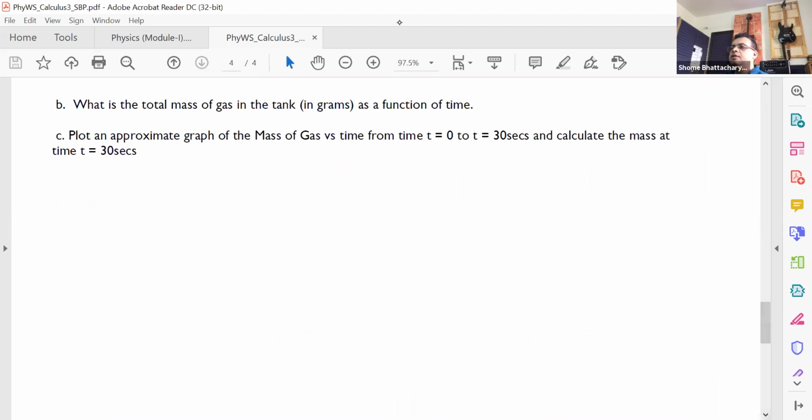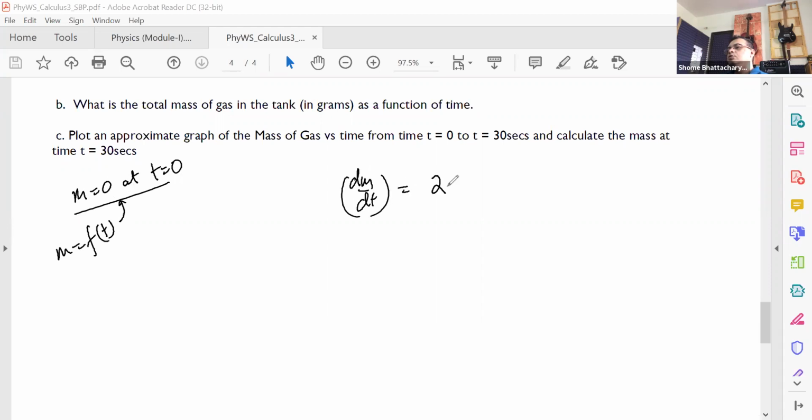So first, let me write down the information that we got from there. First of all, we had the information that m was equal to 0 at time t equal to 0. Okay, m was such a function of time such that its value was 0 when t was equal to 0. And then we also got dm by dt was equal to 2 plus t in gram per second. Okay, so now we can understand what type of function it is.